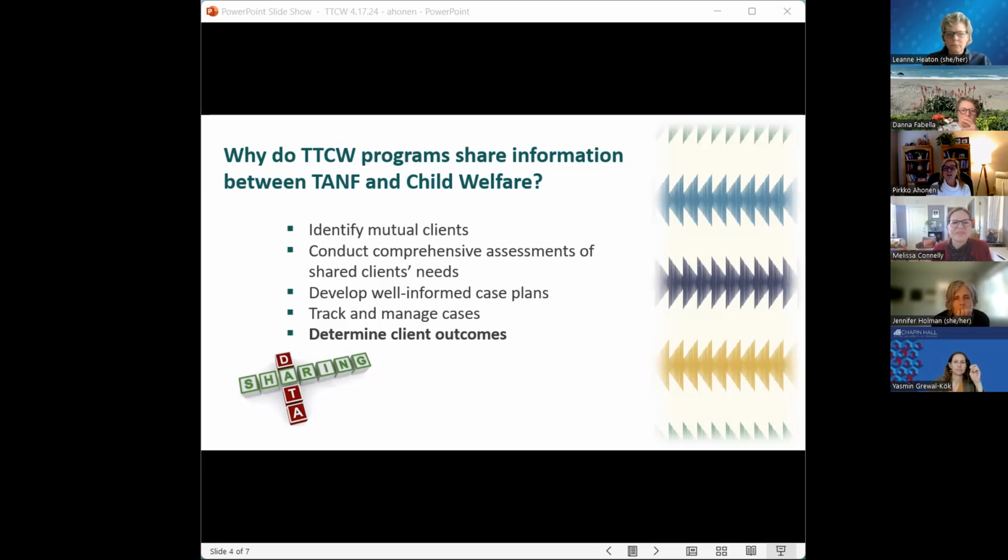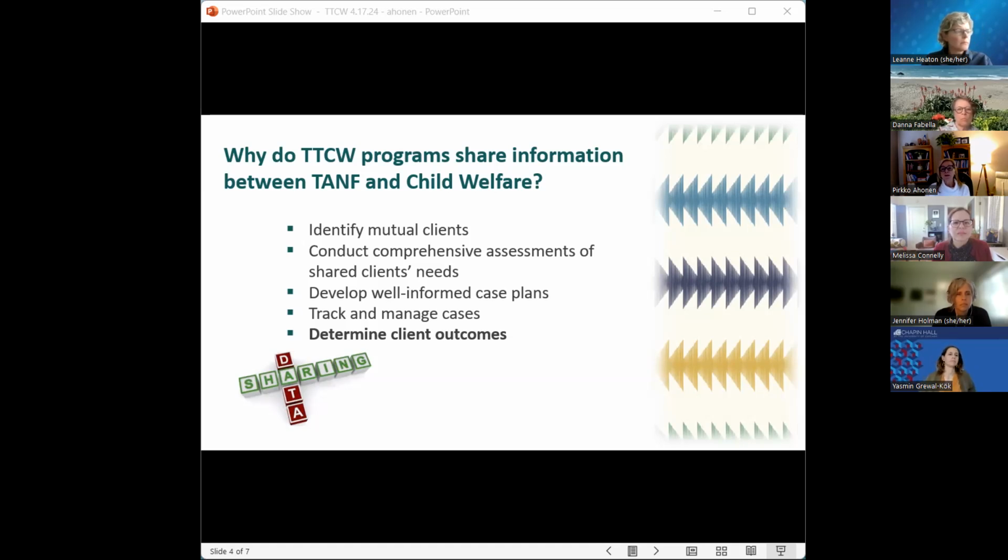So information sharing or data sharing is essential within the context of TANF and child welfare collaborations in order for these TTCW programs to do some of these things. Identify mutual clients. I mean, that is a huge thing for the TTCW programs. To conduct comprehensive assessments of clients' needs.